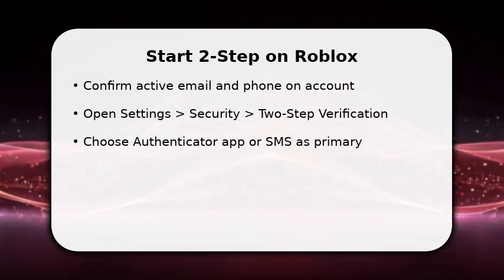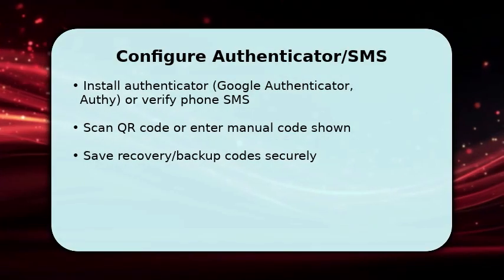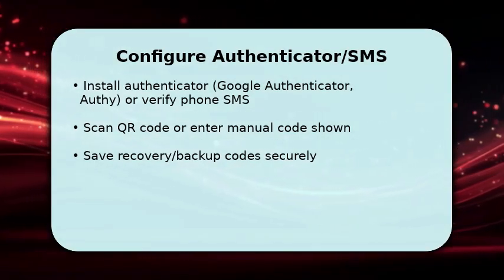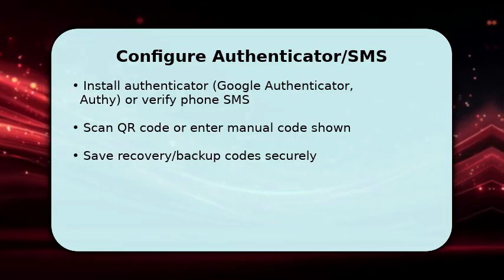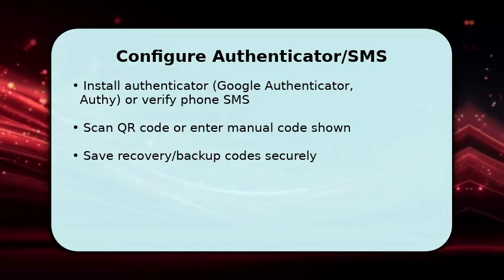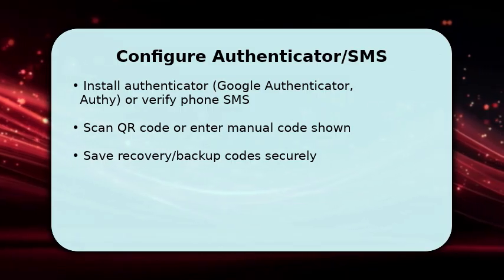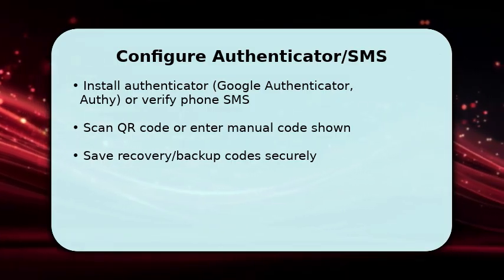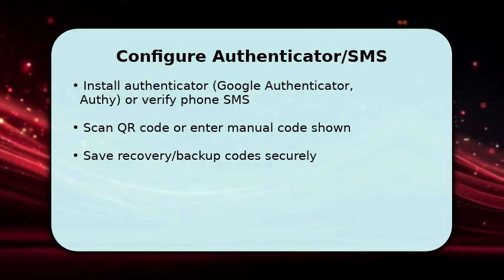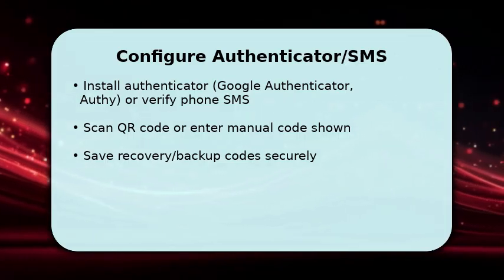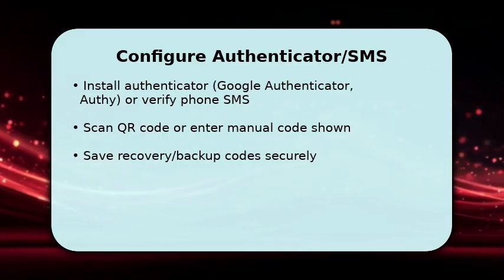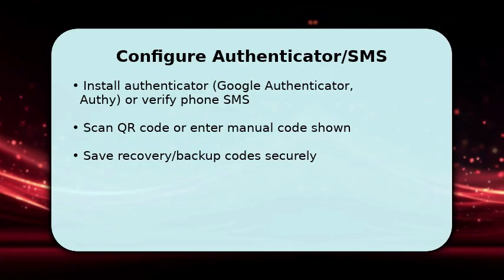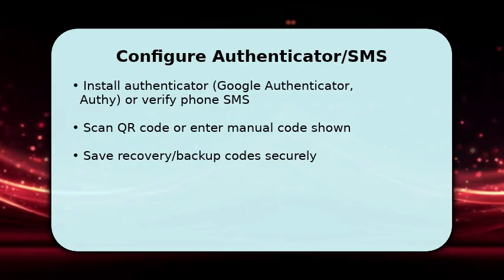Now you'll connect the verification method. If you choose an Authenticator app, open it and scan the QR code shown by Roblox or type the manual key, then enter the generated 6-digit code back on the site. If you chose SMS, enter your phone number and confirm the code sent to you. Make sure to copy or download the recovery codes Roblox provides. They let you regain access if you lose your device. This step binds the second factor to your account, so verify codes carefully.